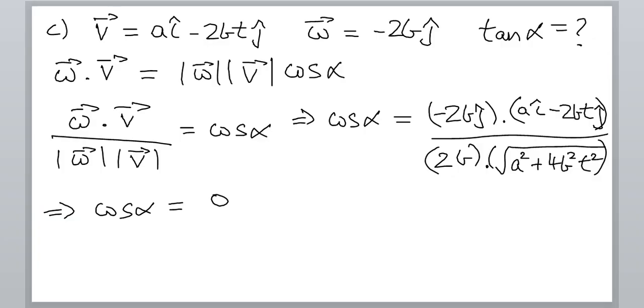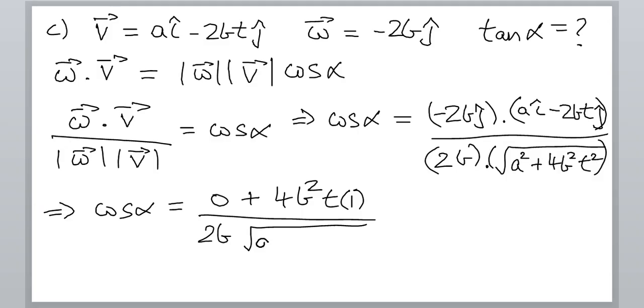Now in the second term we'll get minus multiplied by minus, which is plus 2 2s are 4, b squared and b squared t, and j cap dot j cap will simply give us the number 1, because the angle that j vector is making with the j vector itself will be 0, so cos 0 will be 1. So I'll just get a 1 over here. This whole divided by 2b into the square root of a squared plus 4b squared t squared.